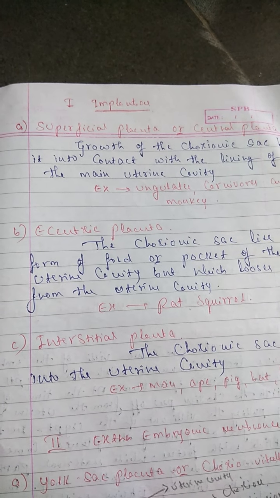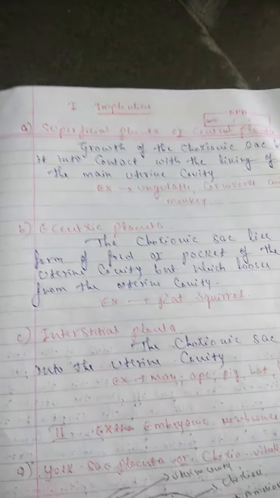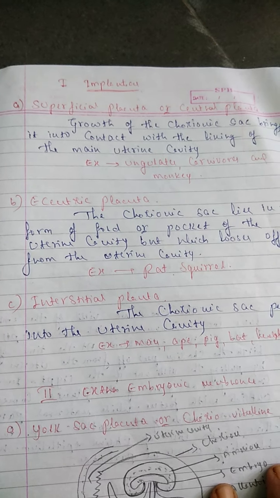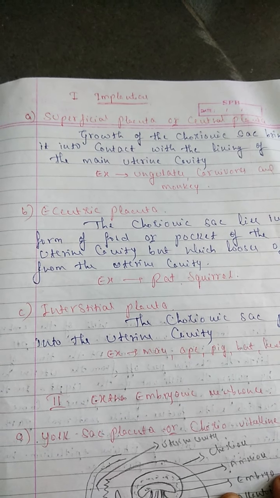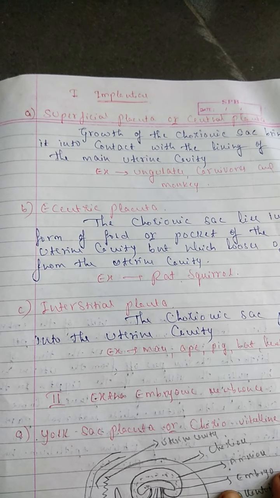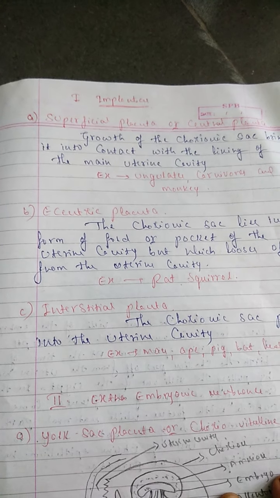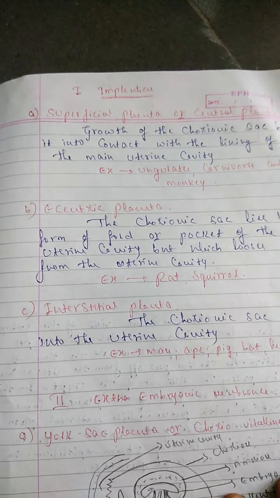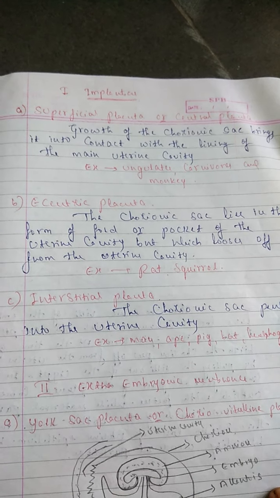In this, the first type is the superficial placenta or central placenta. The word itself indicates the meaning. Superficial means the chorionic sac comes in contact with the lining of the main uterine cavity, meaning the chorionic villi are attached only to the lining of the main uterine cavity. This type of placenta we call superficial placenta or central placenta, and it is present in ungulates, some carnivorous animals and monkeys.